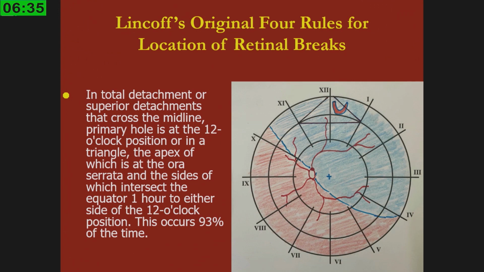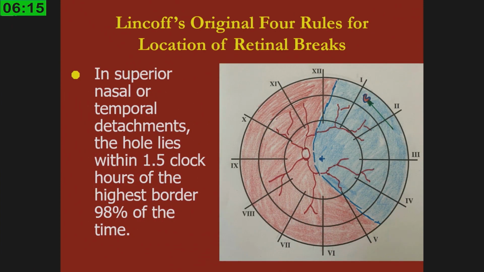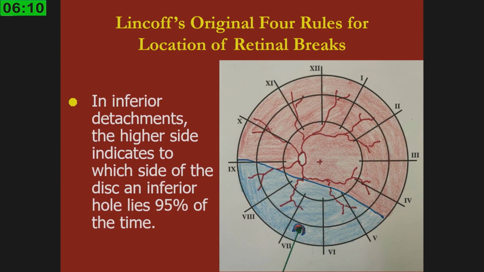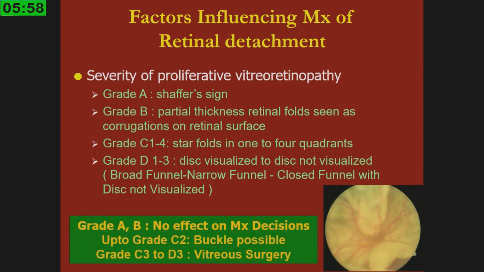Fortunately, we've got old veterans who found that in a superior detachment which crosses the 12 o'clock meridian, there is a triangle, 1 clock hour on either side at the equator, and at the apex at the ora, look for a break there. If you have a superior nasal or temporal detachment, look in the superior quadrant within a clock hour. If you have an inferior detachment, look on the side where the fluid is more. And when an inferior detachment is very bullous, your hole is above the horizontal meridian. So there are a lot of reasons for you to be able to pick up where that hole is.